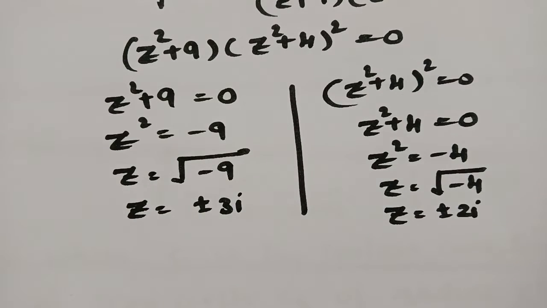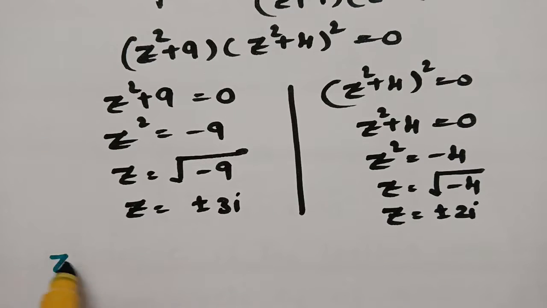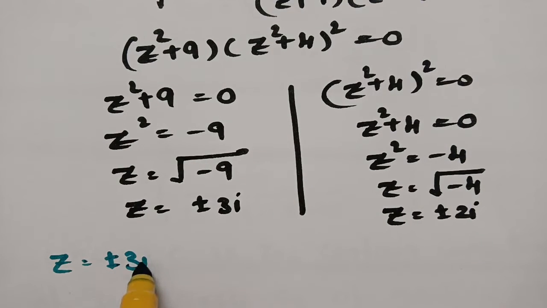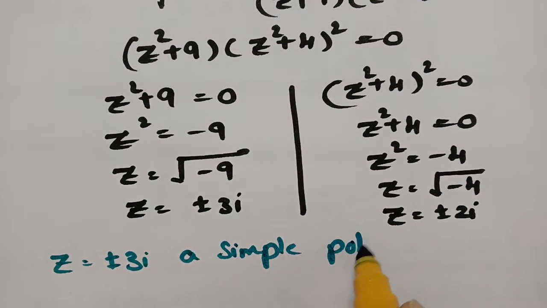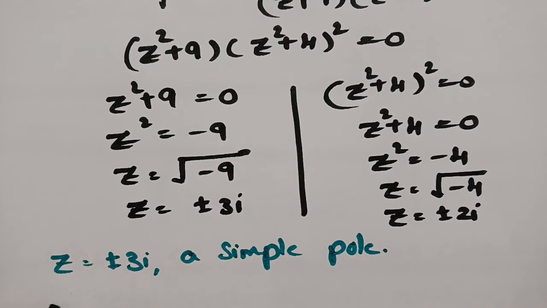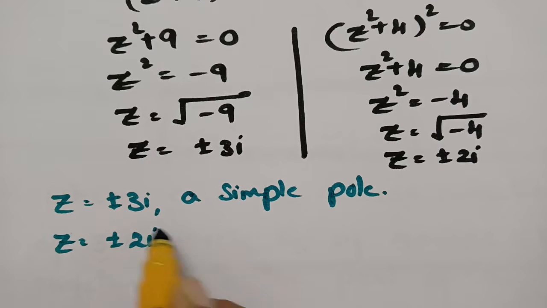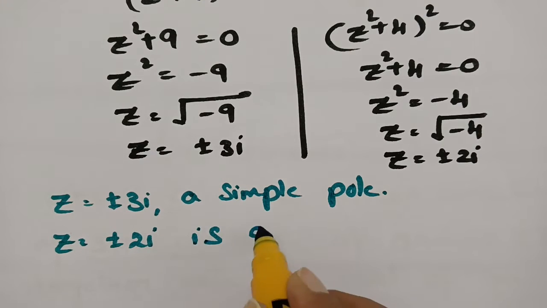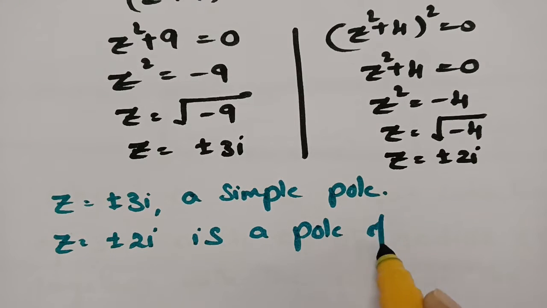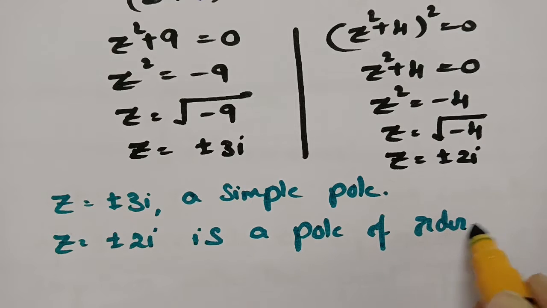So we got these poles: z is equal to plus or minus 3i, which is a simple pole, and z is equal to plus or minus 2i, which is a pole of order 2.